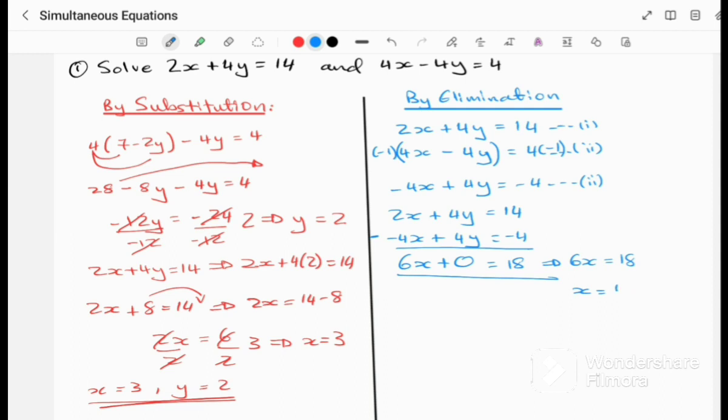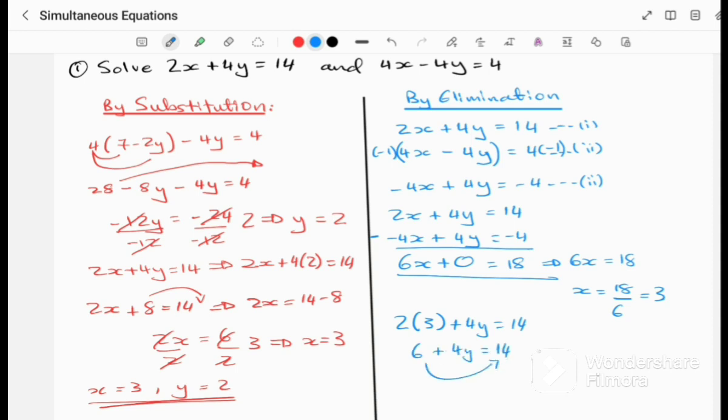X is going to equal 18 over 6, which is 3. So this is our x value. Now we can go ahead and plug in this x value in any of the equations, 1 or 2. We're going to plug it into 1. So we have 2x, which is now 3, plus 4y is 14. So 6 plus 4y is 14.